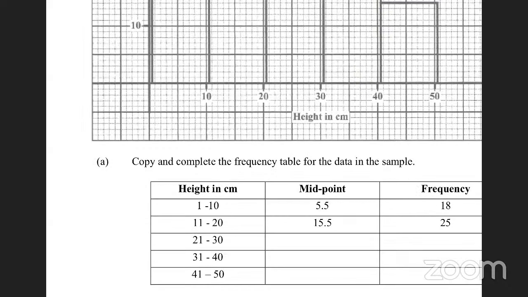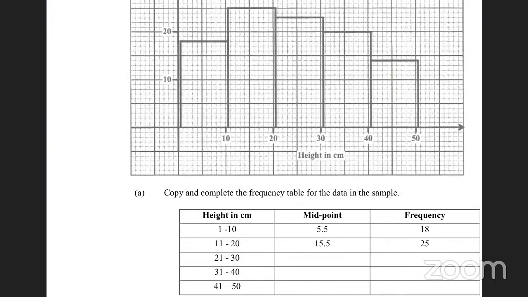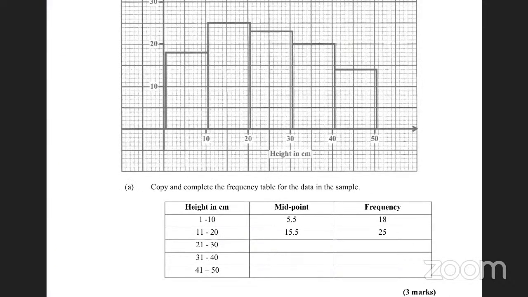Right. Let's see if we can fill out this table here. Midpoint of 1 to 10, 5.5. Midpoint of 21 to 30 is how much? Work it out fast now. Add up the values and divide by 2. 25.5. Next one is, and last one is, nice.